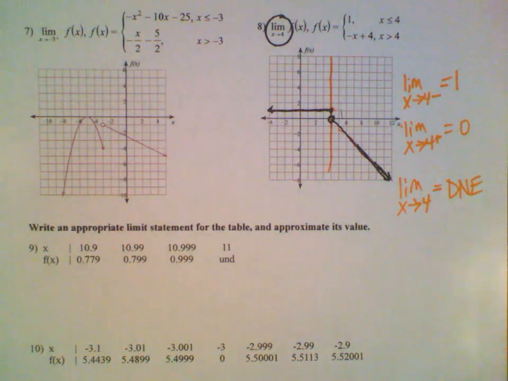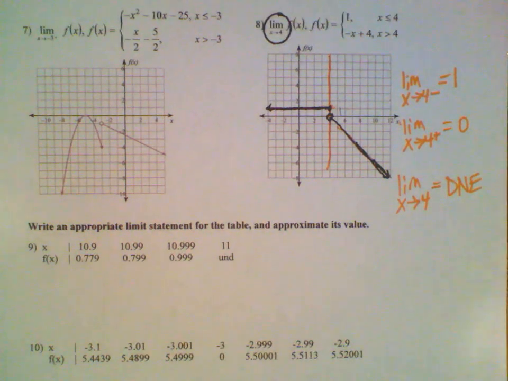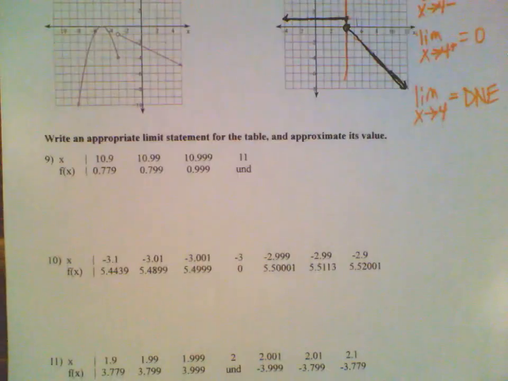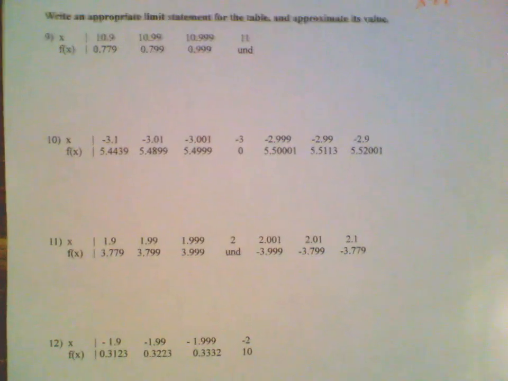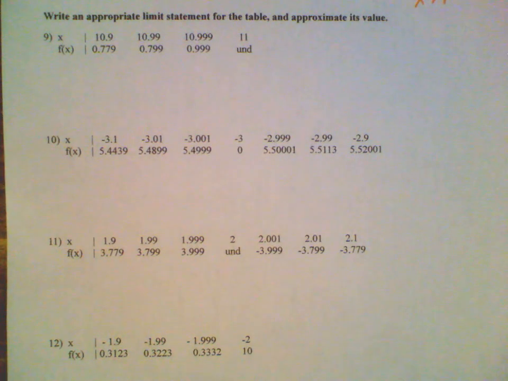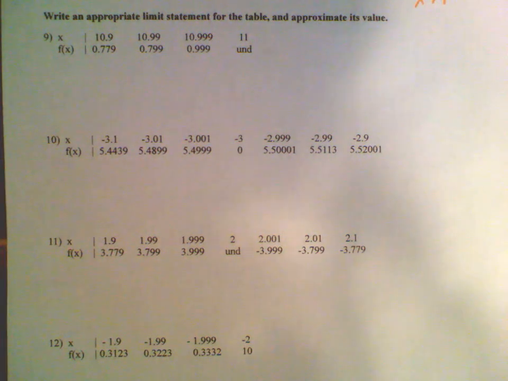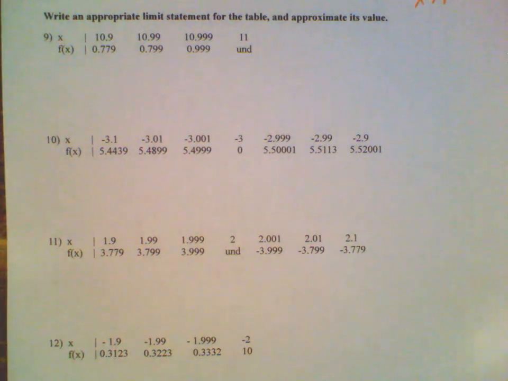Okay? So let's look at tables. Tables are another one that are visual as well. And our job here, again, we're going to work through the evens. They're asking us to write an appropriate limit statement. So first of all, what are we trying to find the limit of? And then approximate the value. And so again, we have to consider, am I looking from both sides of a number, or am I only looking at a one-sided limit?